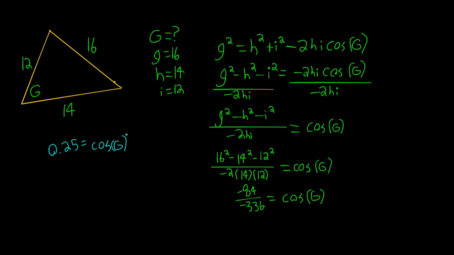I take the inverse cosine of both sides, which is going to give me that the angle G is equal to 76 degrees. So, using cosine law, and only cosine law, we were able to find that the angle G is equal to 76 degrees here.